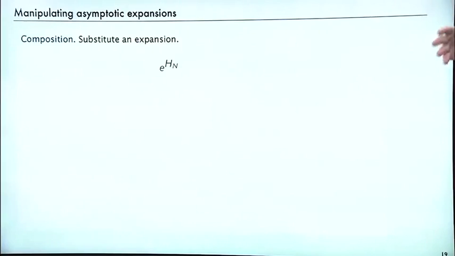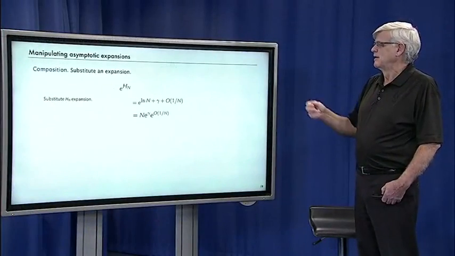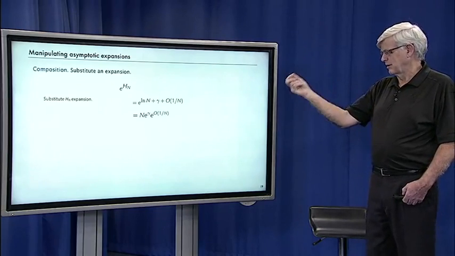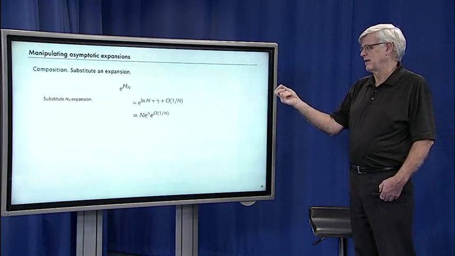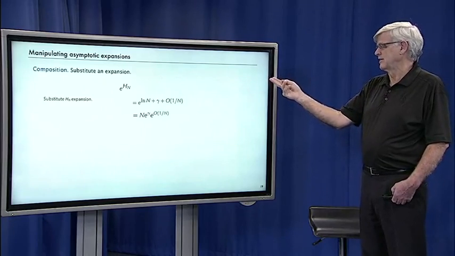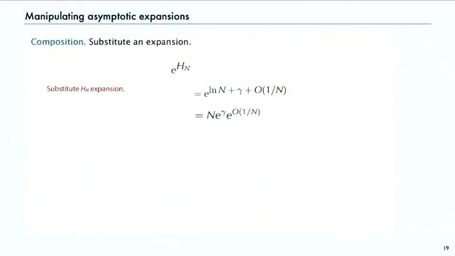Composition, so this is similar, we're just going to substitute an expansion and figure out what to do. So if you had to compute e to the H of n, you plug in the expansion for H of n and see what you get. What you get is e to the log n plus gamma plus big O of 1 over n. E to the log n, that's n. E to the gamma is a constant. And then what's left is e to the big O of 1 over n.